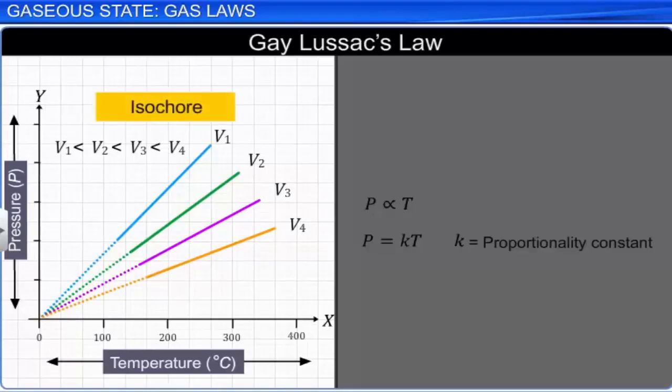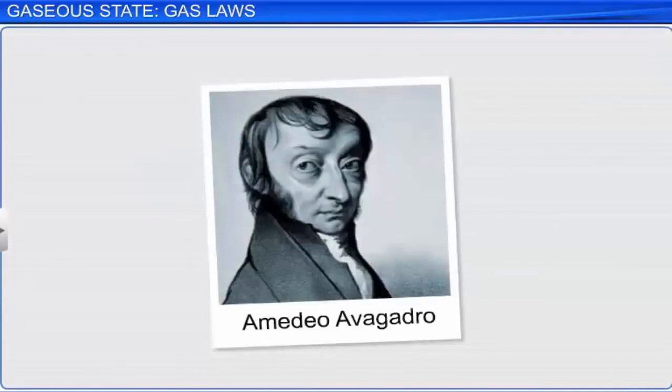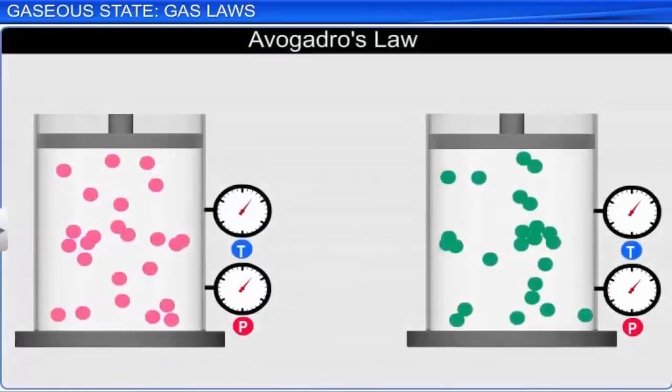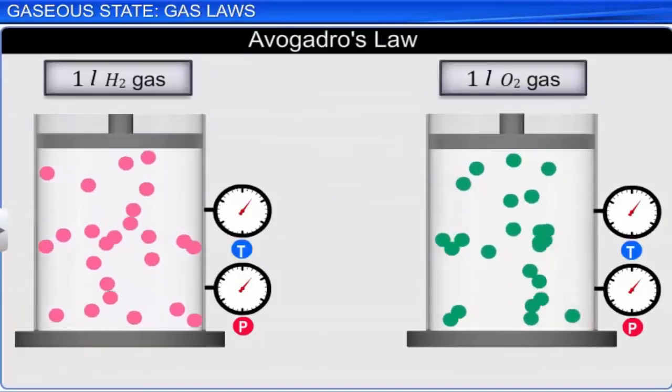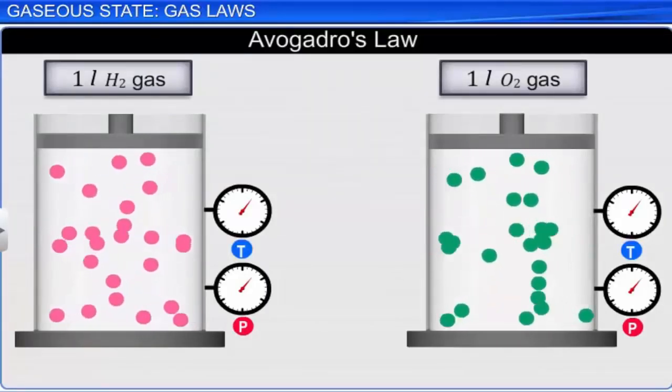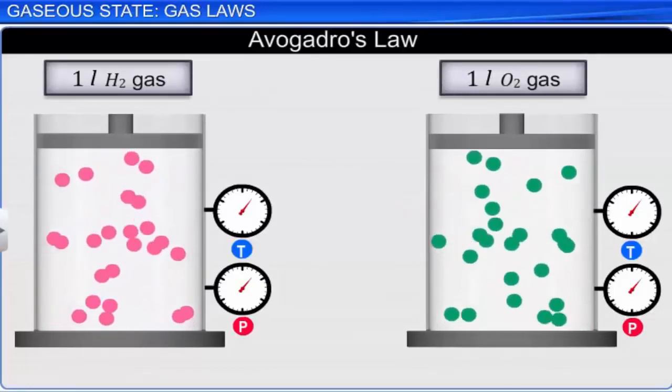The fourth gas law is Avogadro's law. In 1811, Italian chemist Amedeo Avogadro stated that at the same temperature and pressure, equal volumes of gases contain the same number of molecules, irrespective of their chemical and physical properties. For example, consider 1 liter of hydrogen gas and 1 liter of oxygen gas. According to Avogadro's law, at the same temperature and pressure, both contain an equal number of molecules.